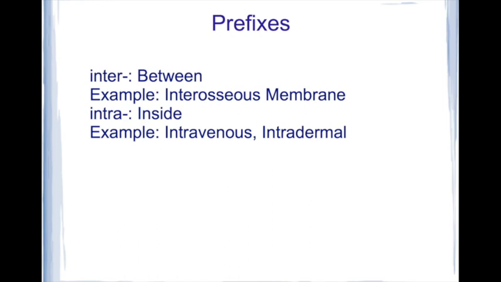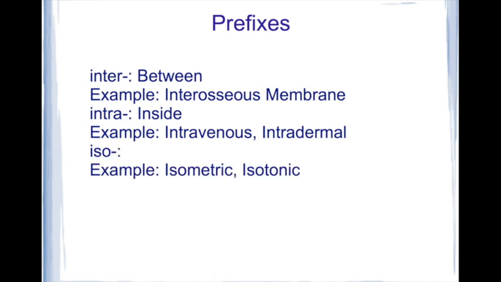Iso, like isometric or isotonic, and we talked about this a little bit earlier. Isometric means same length. Isotonic means same tension. So with isometric and isotonic, something stays the same, just look at the name, but something else changes. Just switch those, and that's what changes. Isometric, the tension changes, but the length stays the same. Isotonic, the tension stays the same, but the length changes.